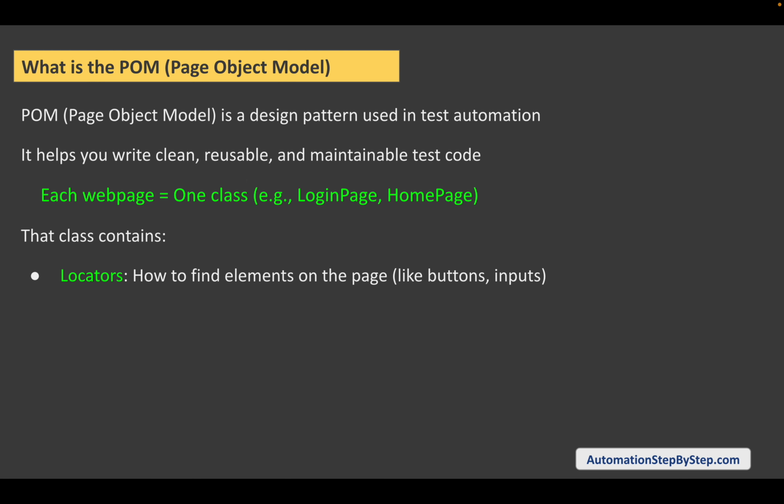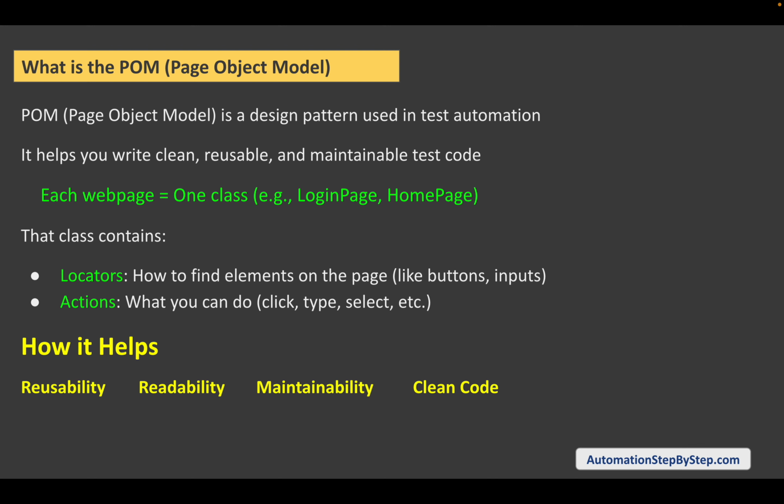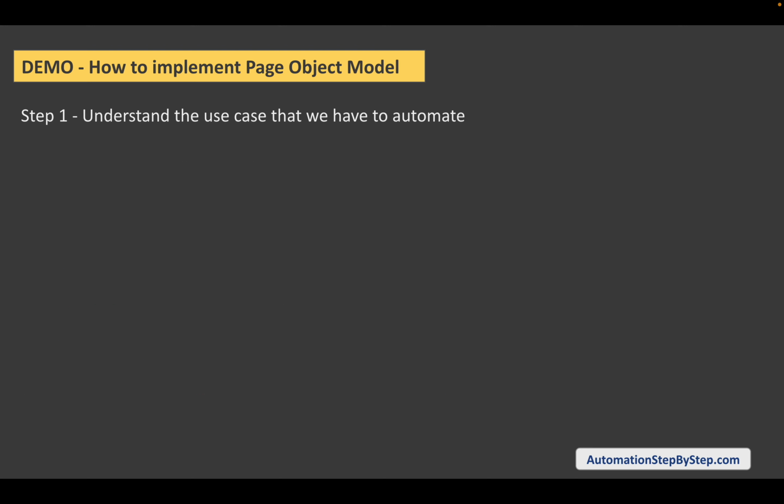Okay, so every page will have a separate class in the project, in the framework, and this class will have all the locators of the page that we have to use in any of the test cases, and the actions that we have to do on those objects, that is click, type, select, etc. And this is how it will help us. So it will make our code clean, it will be easy to maintain, the code will be readable, and objects will be reusable. Okay, so let's see a demo. How do we implement page object model in our project?